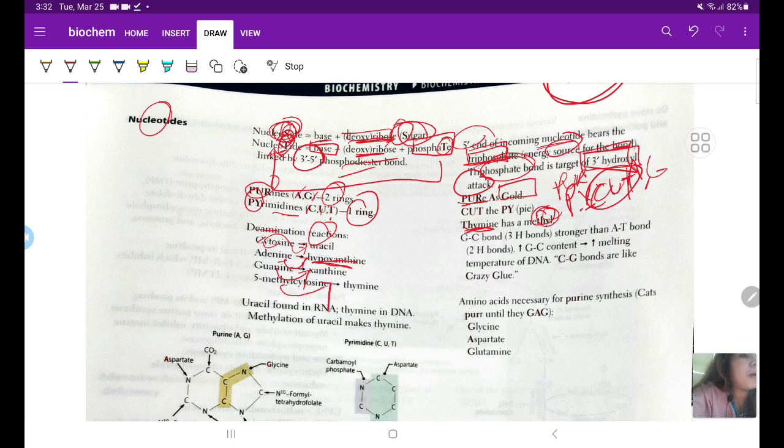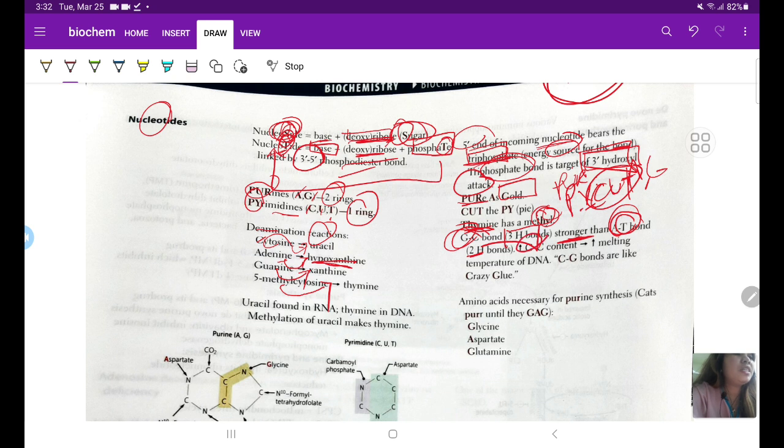So, a GC bond comprises 3 hydrogen bonds. This is stronger. GC is stronger than AT because the AT bond has only 2 hydrogen bonds. The more hydrogen bonds, the stronger it is. GC bonds have 3 hydrogen bonds while AT bonds have only 2, so clearly GC is stronger than AT.